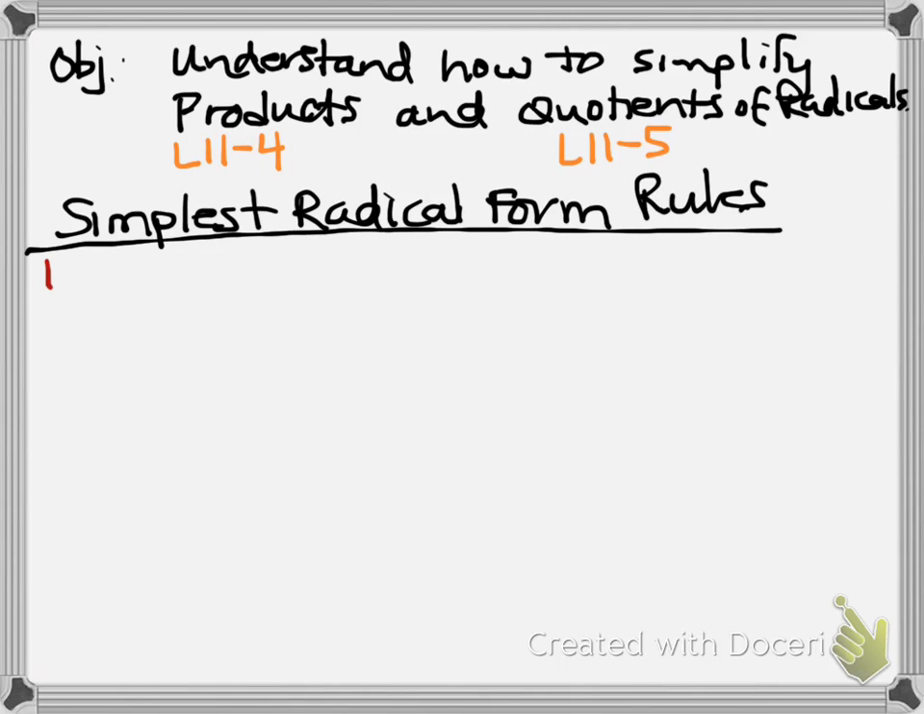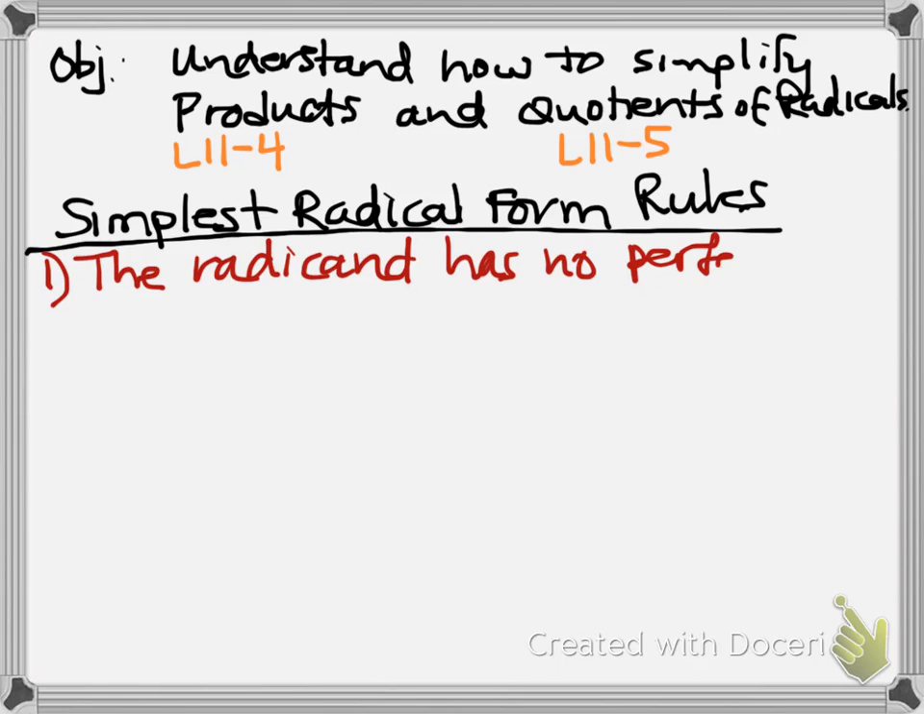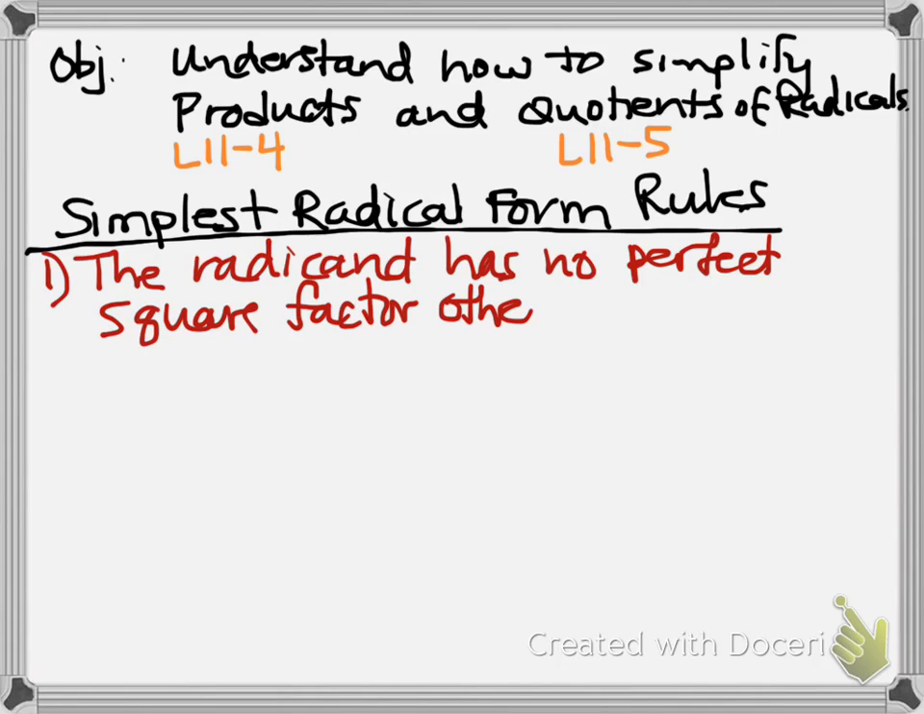And the first one is the one that we've practiced the most, and it says the radicand, that's the guy under the radical sign, has no perfect square factor other than 1. You can always leave behind a 1 because it's not going to change the value.